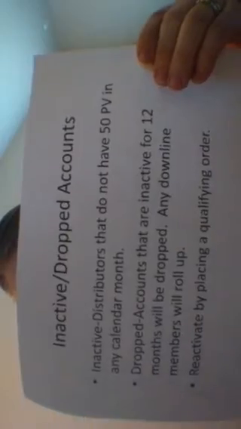Okay, so the way to keep this from happening is to make sure that they're ordering 50 PV at least every 12 months. And they can reactivate with any qualifying order. If they're on the new virtual office, it's as simple as them logging in and placing that order. If they never crossed over to the new virtual office, then they'll need to call in to do that order. Okay, we're almost done here.